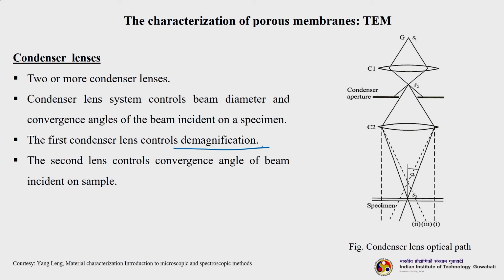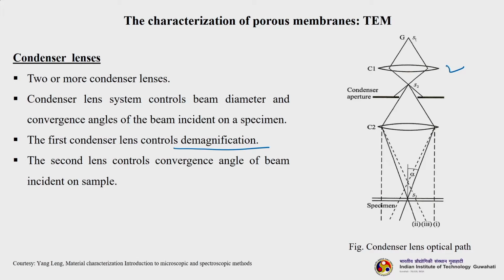There are 2 condenser lenses actually, 2 or more, usually 2. 2 is the minimum basically. So, the second lens controls the convergence angle of the beam incident on the sample. Okay. So, this is the condenser lens optical path which is shown in this particular image. Here you can see the first condenser lens. Okay. This is the first condenser lens.